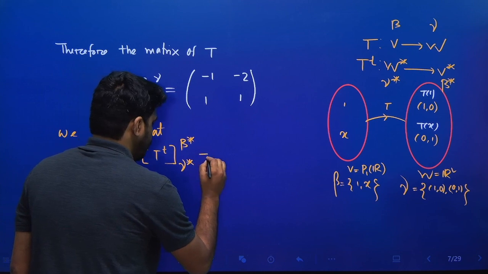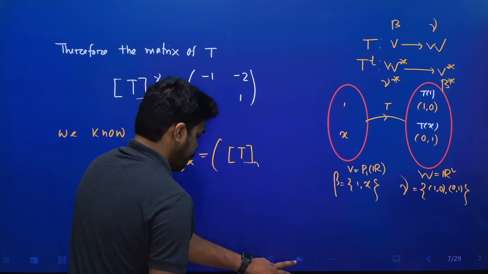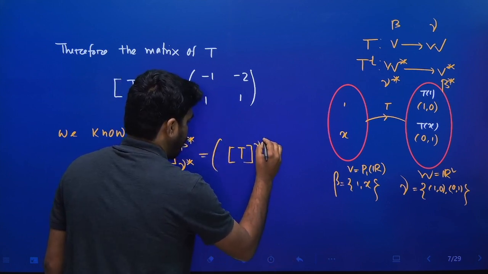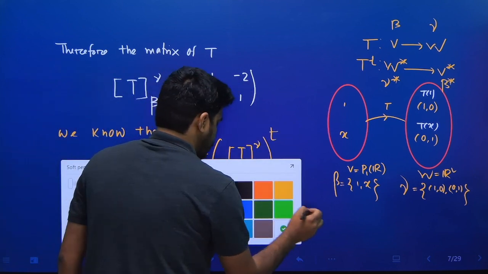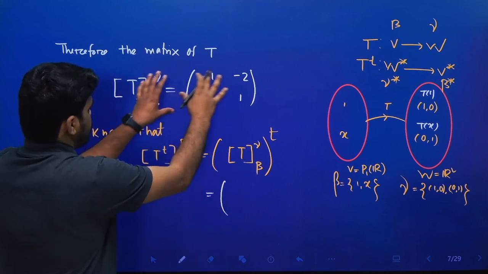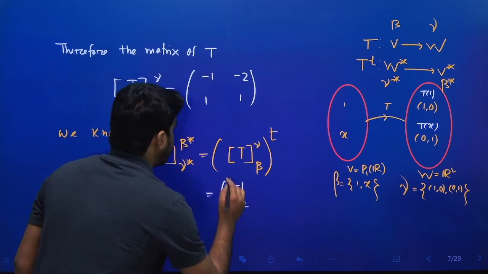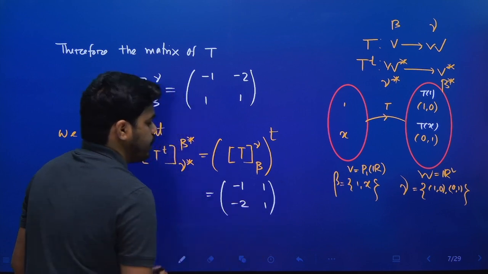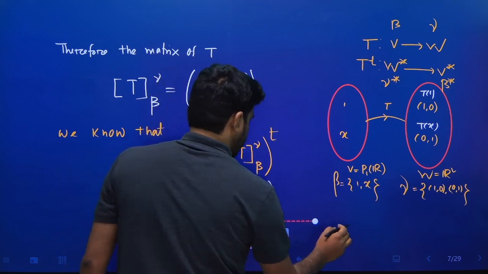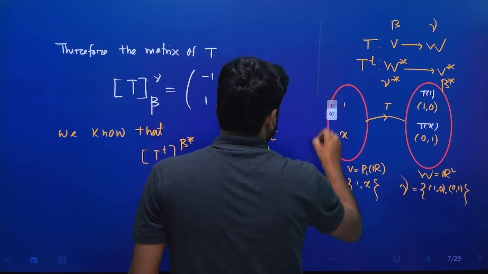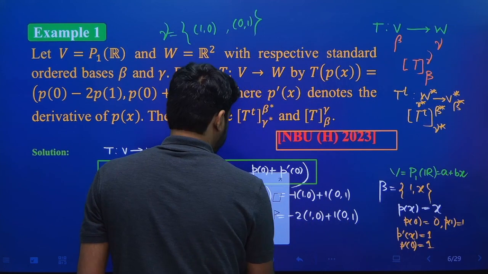Okay, so this will be the matrix representation of T, beta to gamma, transpose. তুমি যে ম্যাট্রিক্সটা পেয়েছো, তা ট্রান্সপোজ করে নাও, you get the result. So transpose করলে row টা column হয়ে, that is -1, -1, -2, 1, 1. So this is the answer. Okay, ঠিক. So this is the answer. Okay, this is rough work for your understanding purpose only.